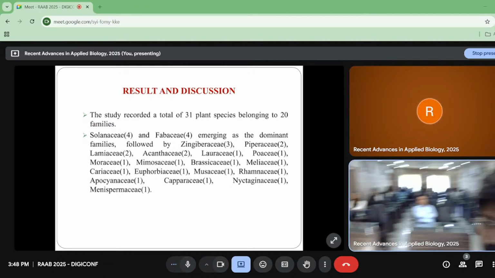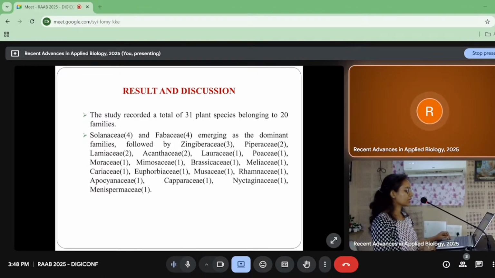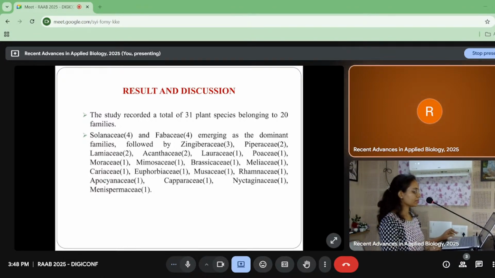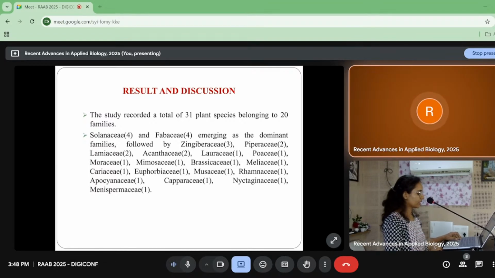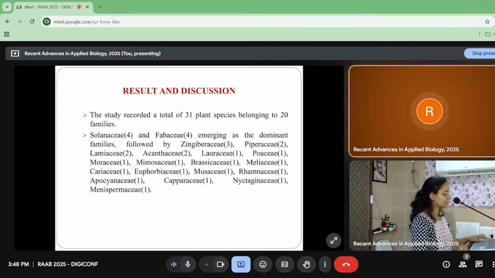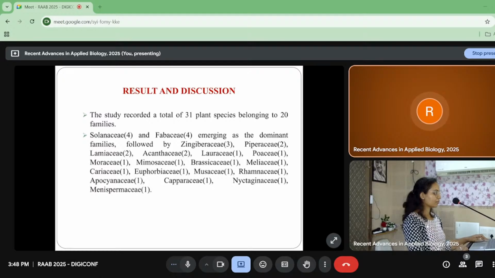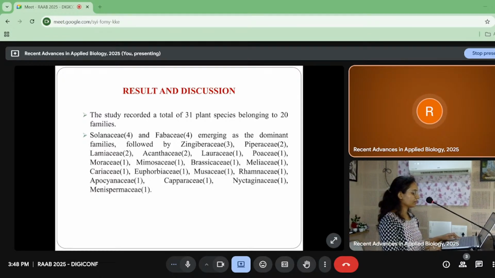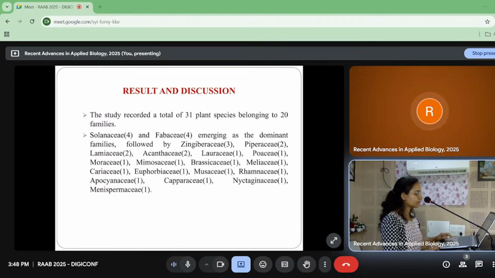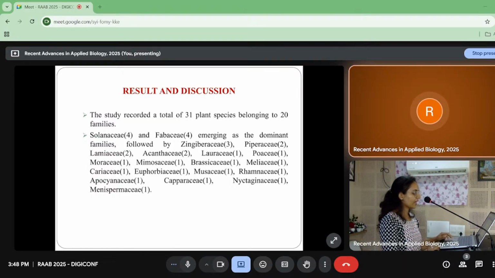Here, we recorded a total of 31 plant species belonging to 20 families. Among them, Solanaceae and Fabaceae emerged as the dominant families, followed by Zingiberaceae, Piperaceae, Lamiaceae, Acanthaceae, Lauraceae, Fagaceae, Moraceae, Mimosaceae, Brassicaceae, and so on. We found four plants from the Solanaceae family and four from the Fabaceae family.